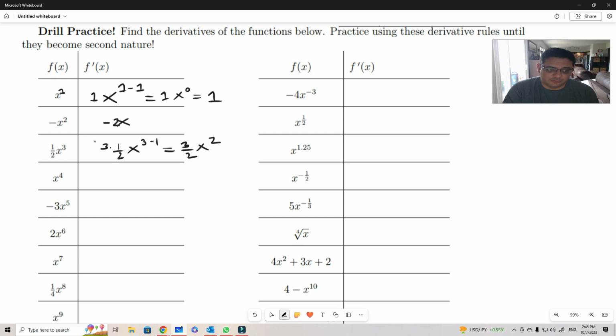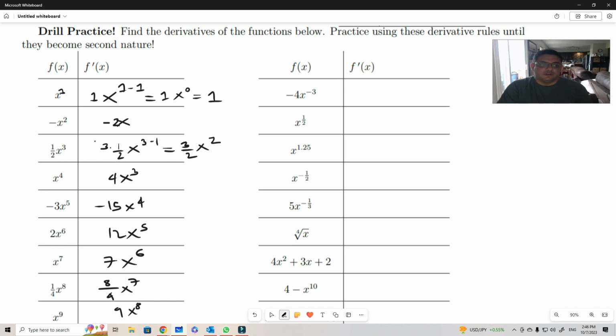So we can just do that here. This is 4x to the 3. In the same way, this is going to be minus 15x to the 4. This is going to be 12x to the 5th, 7x to the 6th, and so on and so forth. A over 4 x to the 7 and 9x to the 8. Okay, so these are not that bad.